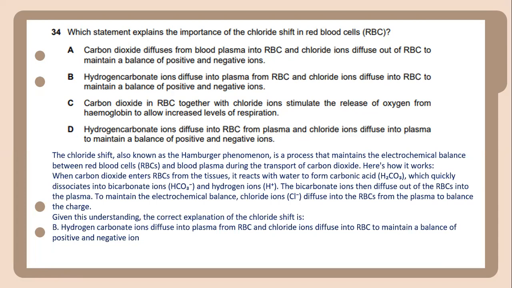Here is how it works. When carbon dioxide enters RBC from the tissue, it reacts with the water to form carbonic acid, which quickly dissociates into bicarbonate ions and hydrogen ion. The bicarbonate ions then diffuse out of the RBC into the plasma. To maintain the electrochemical balance, chloride ions diffuse into the RBC from the plasma to balance the charge.